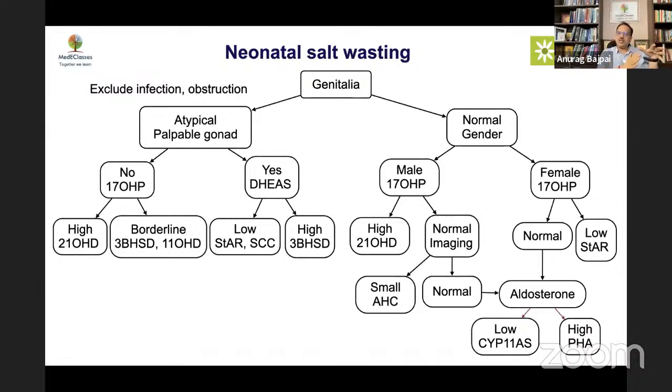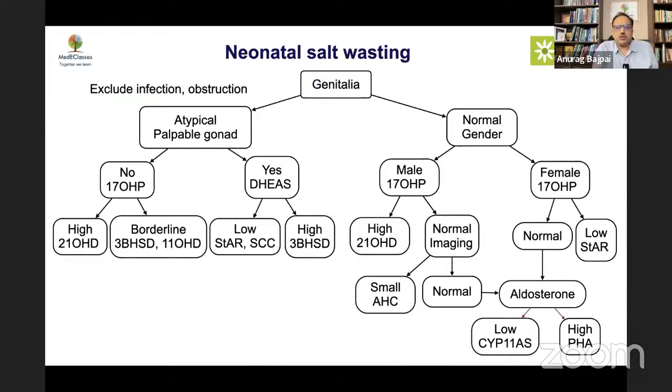If you have abnormal genitalia in a XX, it's typically 21 hydroxylase deficiency, rarely 11 and 3 beta. If it's a XY-DSD, then start thinking of rarer proximal defects. If genitalia is normal in a male, rule out 21 hydroxylase deficiency and then adrenal hypoplasia congenita. In a female, do 17-OHP. If everything is normal, look at renin and aldosterone. If renin and aldosterone are also high, that is pseudohypoaldosteronism. If aldosterone is low, that will be a synthase defect. So renin and aldosterone, do not do right here. Do it at the end if everything else is normal.